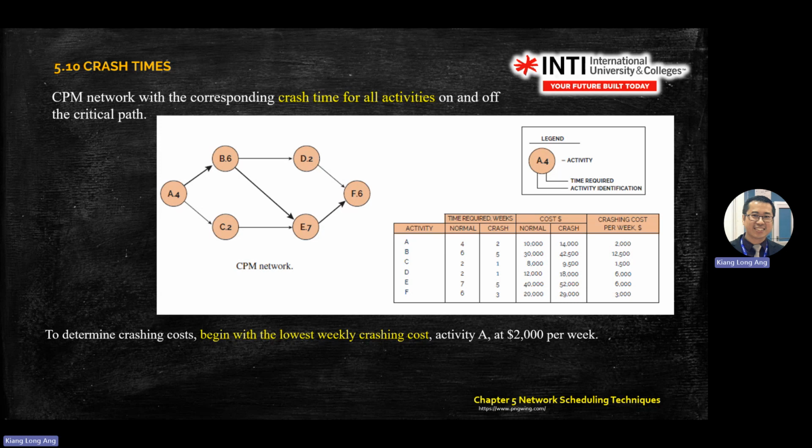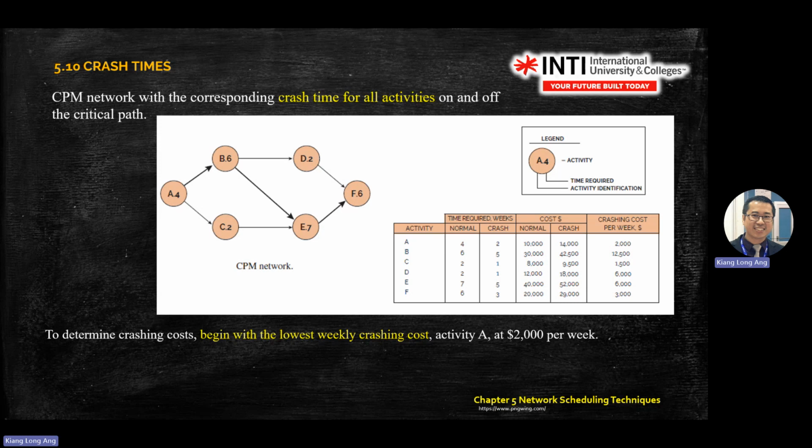How do you get 1,250? You need 6 weeks normally, crash 5 weeks. Normal is 3,000, crash is 4,250. You take 4,250 minus 3,000, you get 1,250, right? But what is the crash time? The crash time will be 1 week. Okay, and so on.